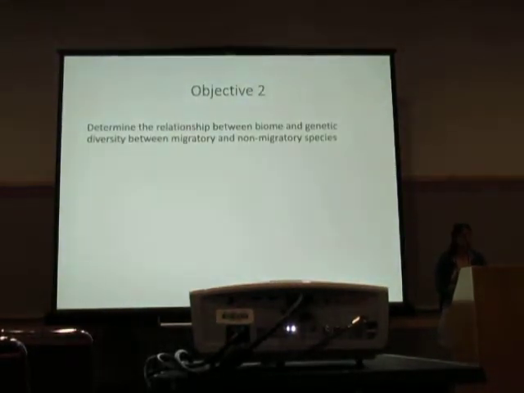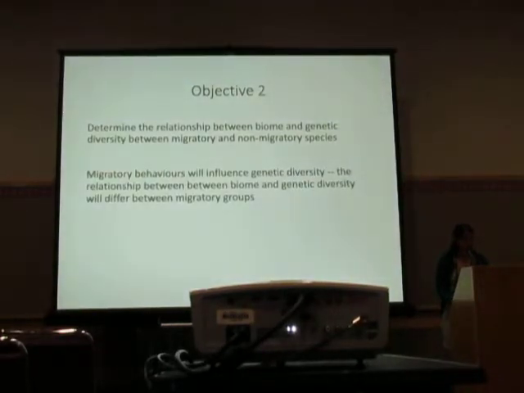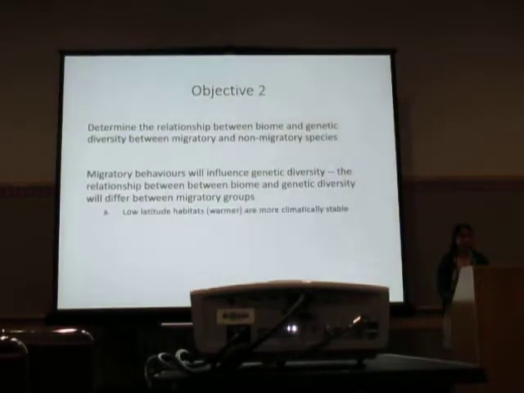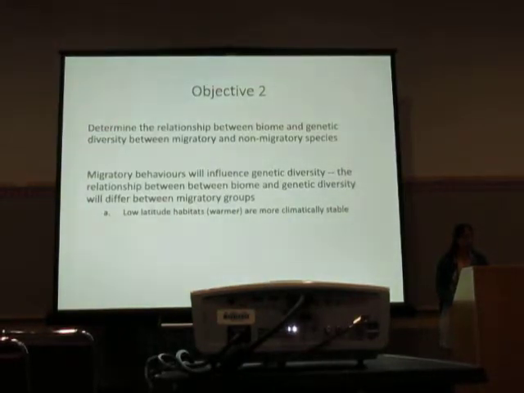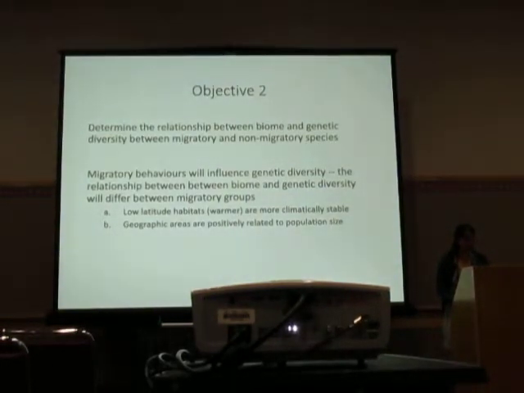Next, our second objective was to determine if the relationship between biome and genetic diversity differs between migratory and non-migratory species. We hypothesized that migratory behaviors will influence genetic diversity and the relationship with biome, such that the relationship between biome and genetic diversity will differ between migratory groups. Our hypothesis was supported by a number of studies that had shown low latitude habitats, or generally warmer habitats, are more climatically stable, and also studies that had supported that geographic areas are positively related to population size.